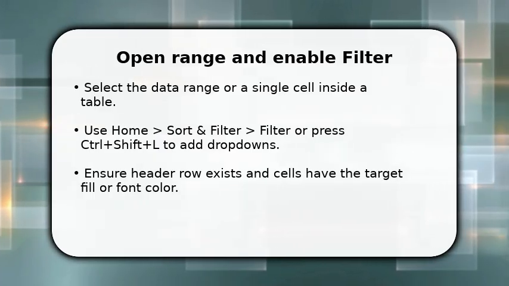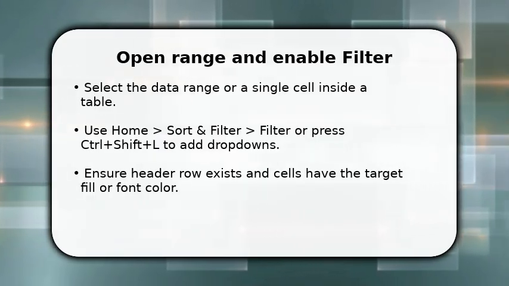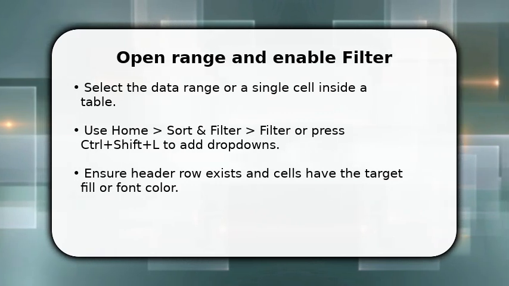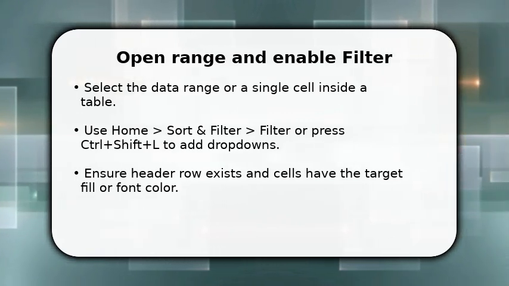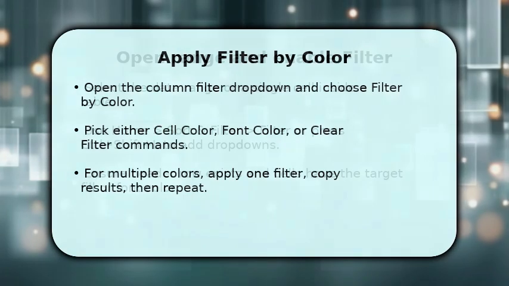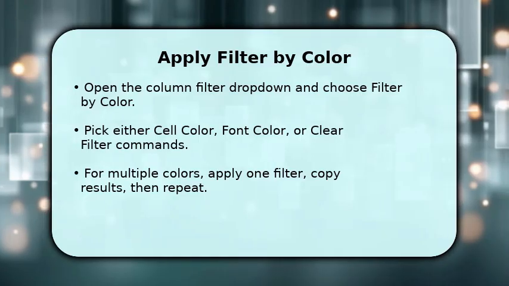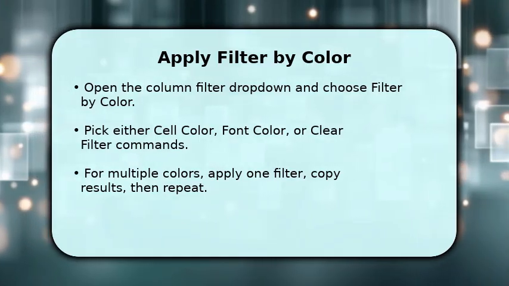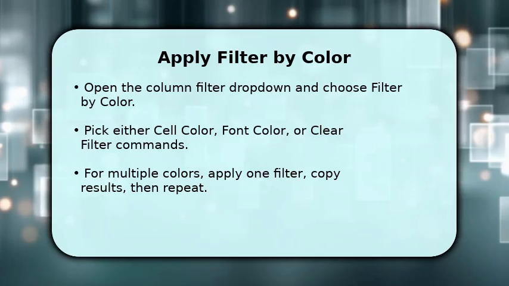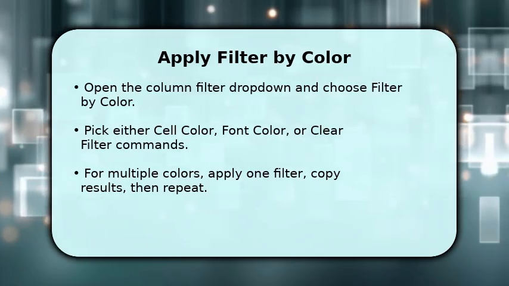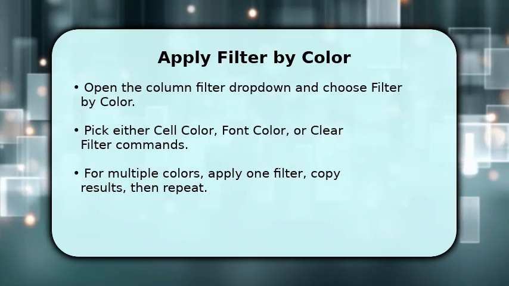Once the filters appear, move to the column that shows the color you want to isolate and open its filter menu. Open the header drop-down for the column with colored cells and choose Filter by Color. You'll see options for cell color and font color. Select the specific color swatch that matches your cells. Excel instantly shows only matching rows.